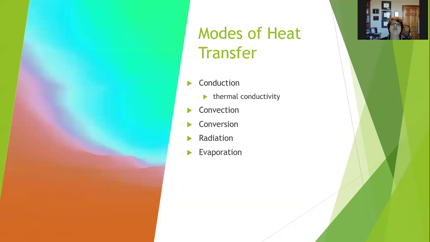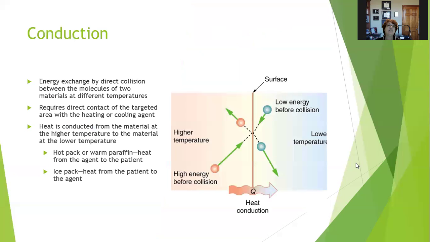So modes of heat transfer: conduction, convection, conversion, radiation, and evaporation. And we're going to talk about each of these. Conduction is exchanging energy between two surfaces by direct collision of the molecules of two materials at different temperatures. So that's like putting an ice pack on your arm, and the heat goes from your arm to melt the ice pack, basically.